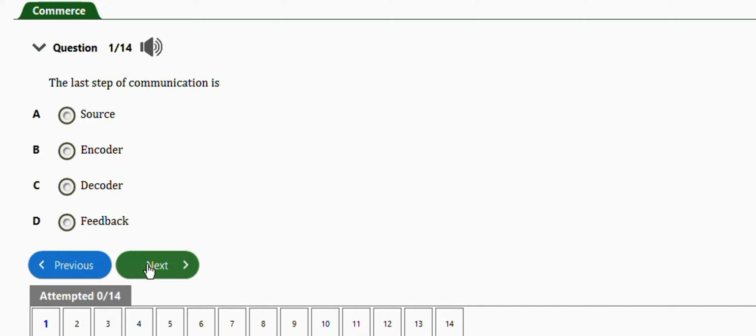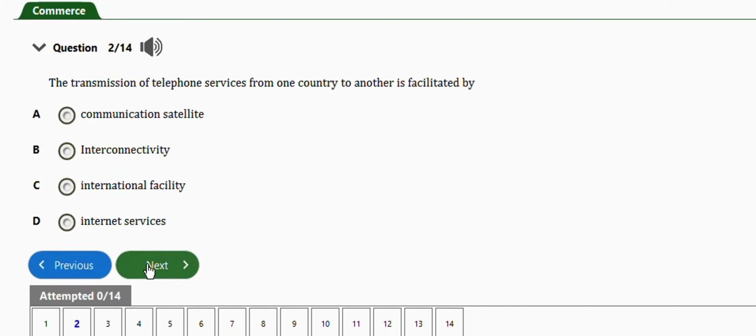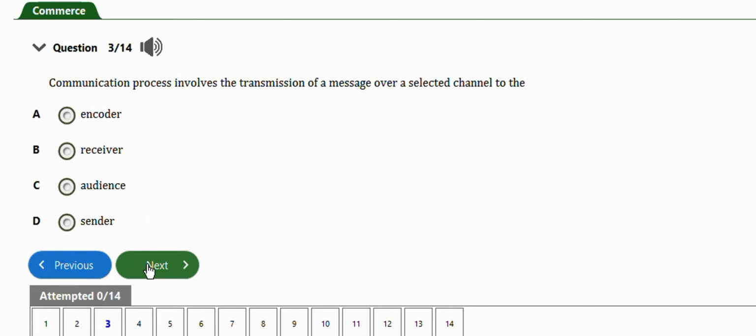The next repeated question is this one. It says, the transmission of telephone services from one country to another is facilitated by we have communication satellite, interconnectivity, international facility, internet services. The right answer is option A, which is communication satellite. Next repeated question is this one. It says communication process involves the transmission of a message over a selected channel to the, we have encoder, receiver, audience, sender. The right answer is option B, which is receiver.